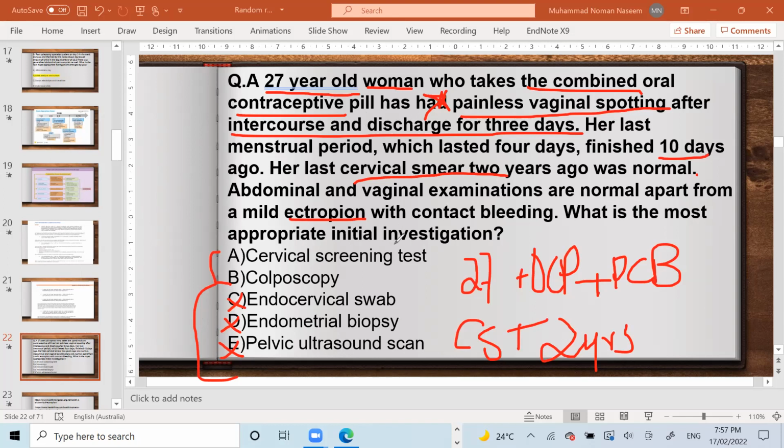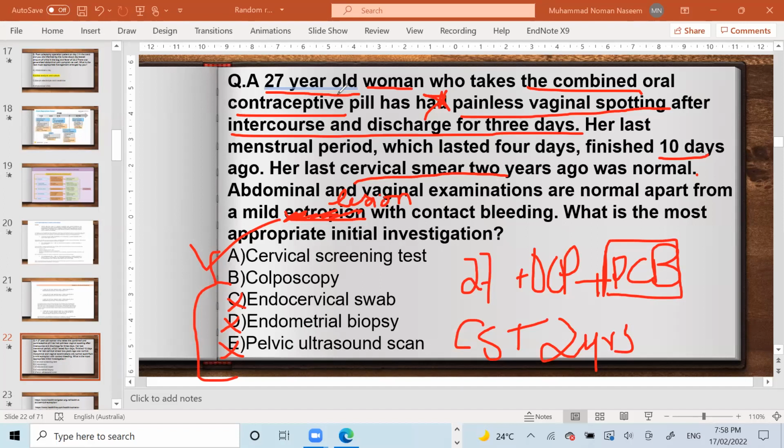We need to do some investigation to find out what kind of mass or lesion this is. They have given you ectropion, or a lesion which bleeds on contact. So the first thing you would do is a cervical screening test in this patient. Yes, it is done 5 yearly, but the patient is now coming to you with a red flag. She's coming to you with a postcoital bleed. And on speculum examination, you have found a lesion over there. You don't just refer her to colposcopy. You have to do the cervical screening test again, and then refer her to colposcopy if the investigation shows something. All right.